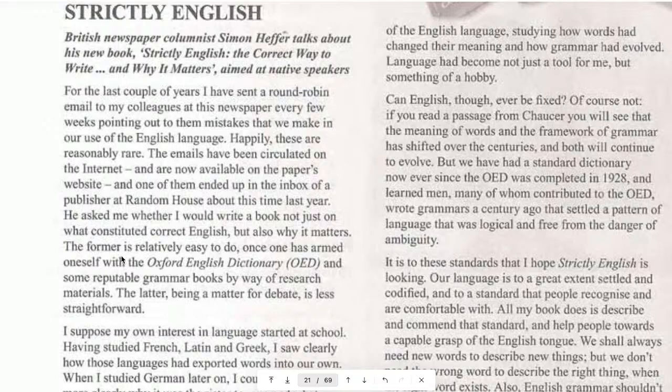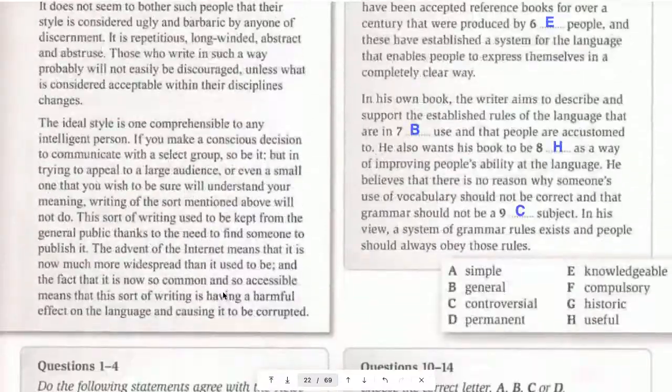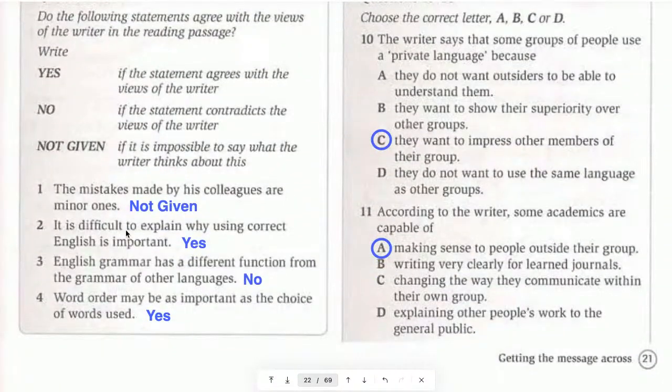Yeah, so the former is relatively easy to do once one has armed oneself with the Oxford English Dictionary, OED, and some reputable grammar books by way of research materials. The latter, being a matter for debate, is less straightforward. So the first one is easy to do, the other one is very hard. So that's why the answer right here is: it is difficult to explain why using correct English is important. Yes, it's very difficult, it's not easy at all.